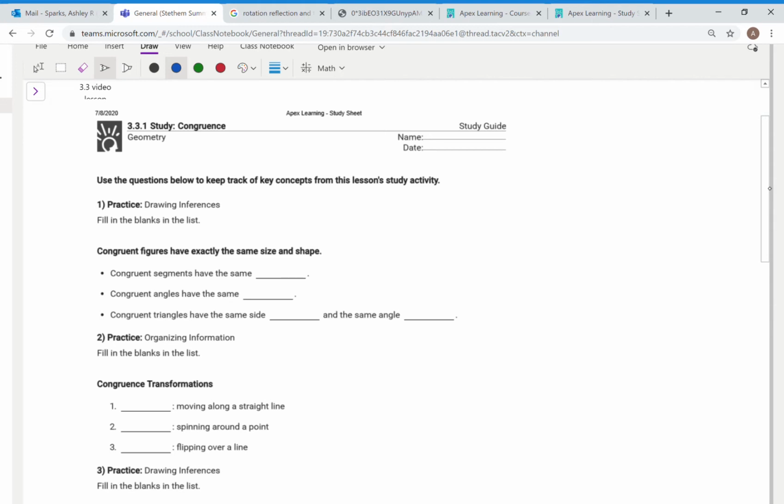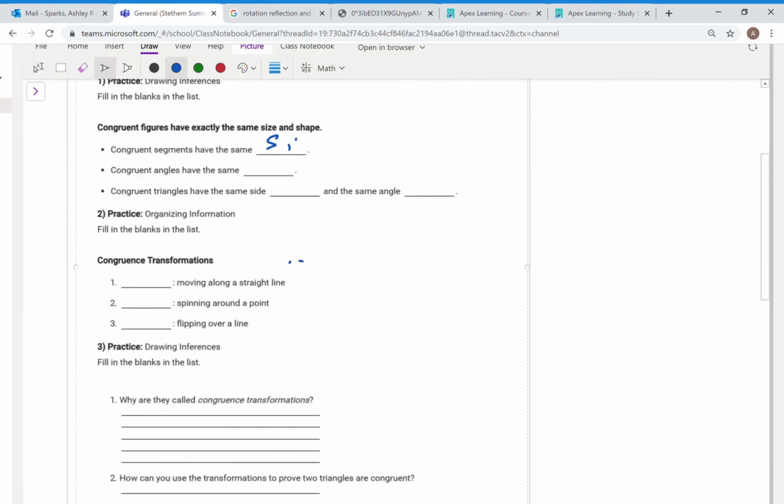Congruent figures have exactly the same size and shape. This is all about congruence. Congruence is another word kind of for equals. So congruent segments have the same size, and they have the same shape. If a triangle is congruent to another triangle, they should be the same size, and they should both be triangles, because a square would not be congruent to a triangle, because that's silliness.